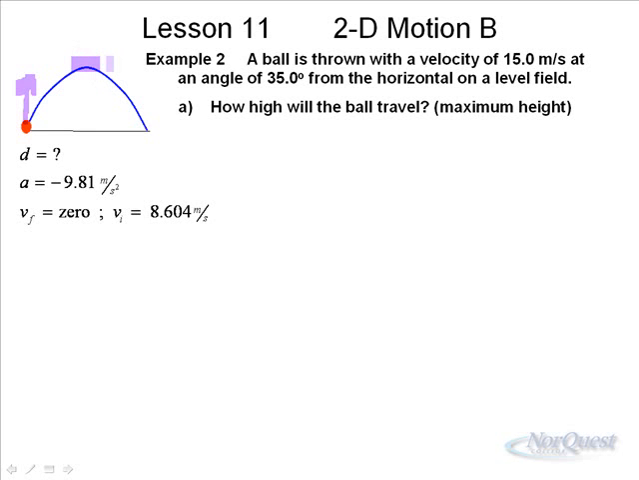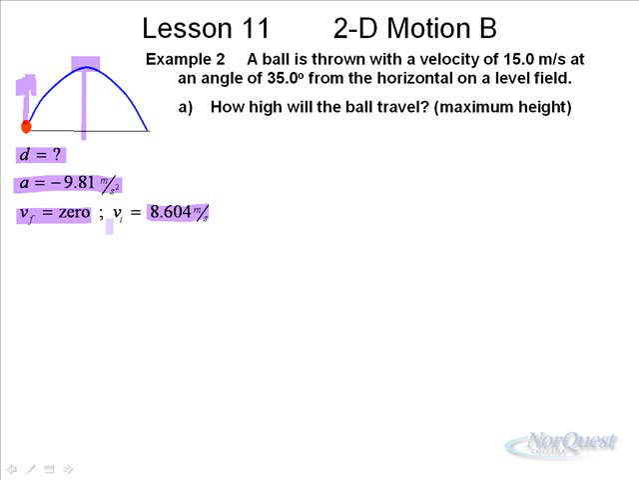So initially it'll have a certain velocity, 8.604, but as the object rises it will slowly come to a stop vertically, and then of course it'll start coming back down. And in fact, when it hits the ground, it'll be going 8.604 meters per second downward. But to find the displacement vertically, that is the maximum displacement, we solve for d, and we know that acceleration is 9.81. We know that the final velocity is 0. We know the initial velocity is 8.604.